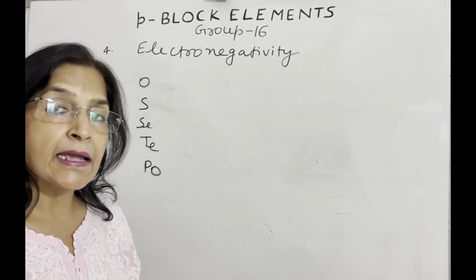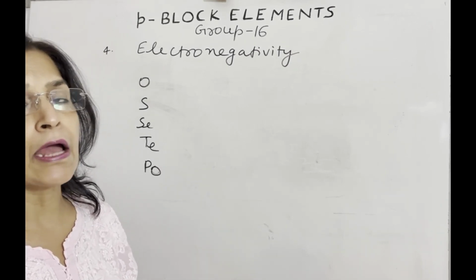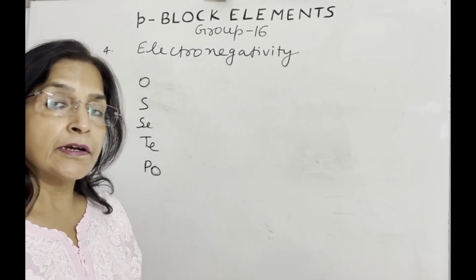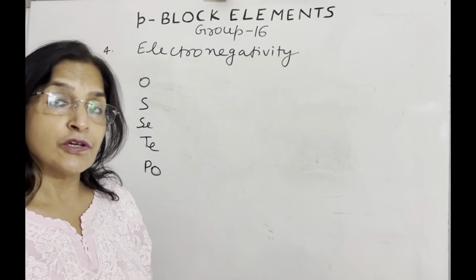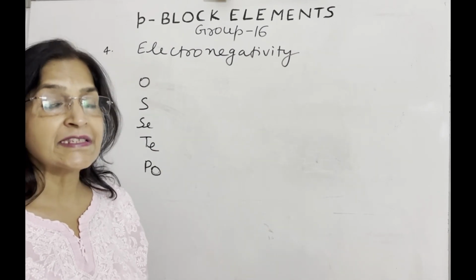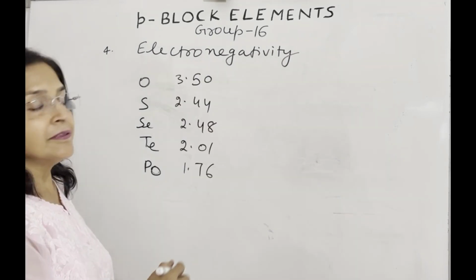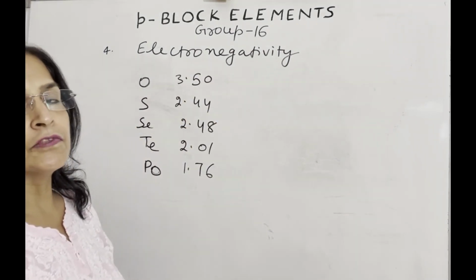Oxygen is the second most electronegative element in the periodic table. These elements are more electronegative than group 15 elements because group 16 elements have a smaller size and just need 2 electrons to complete their octet. These are the electronegativity values of these elements.